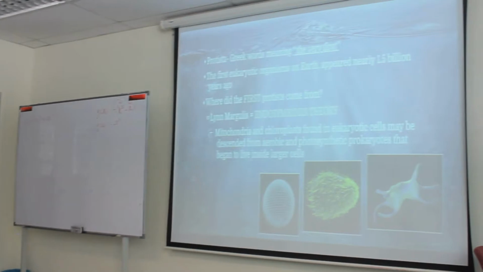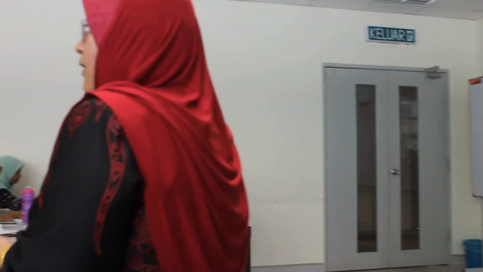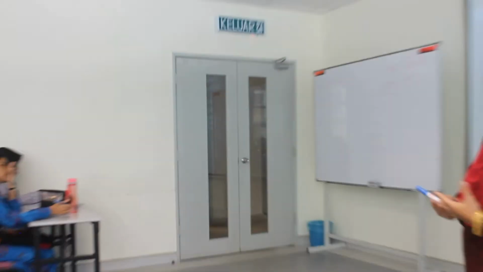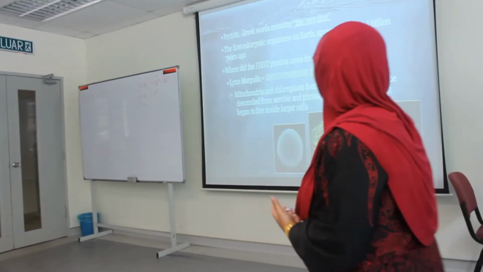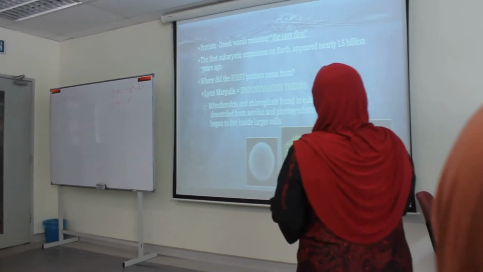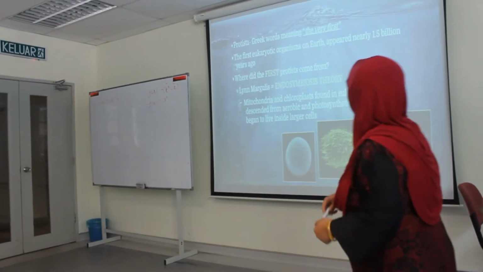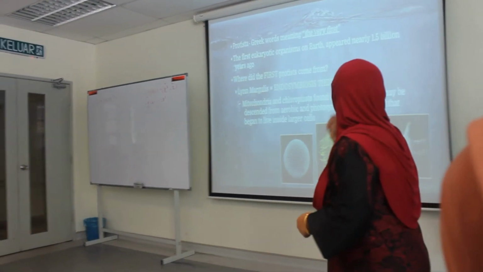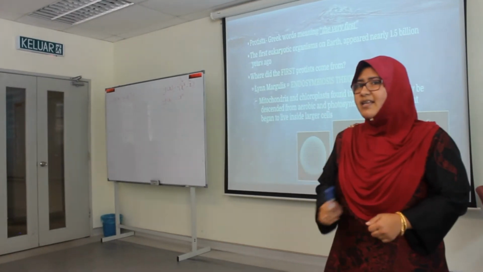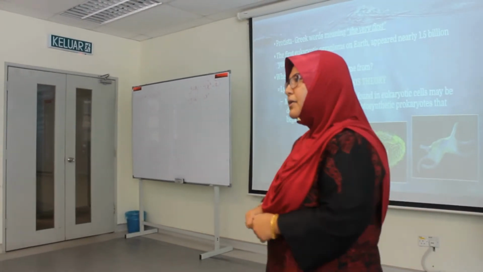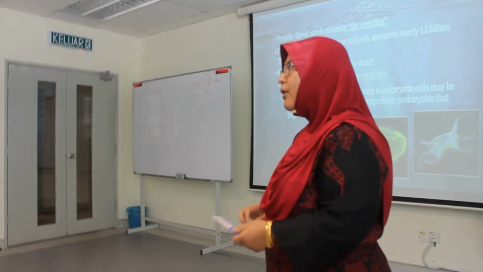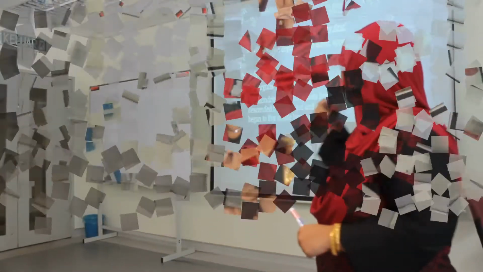we look at the Greek word. Protist means the very first. So it has to relate with something. The very first complex cell, right? The first eukaryotic organism on Earth appeared nearly 1.4 billion years ago. That's even before the dinosaurs, yes.